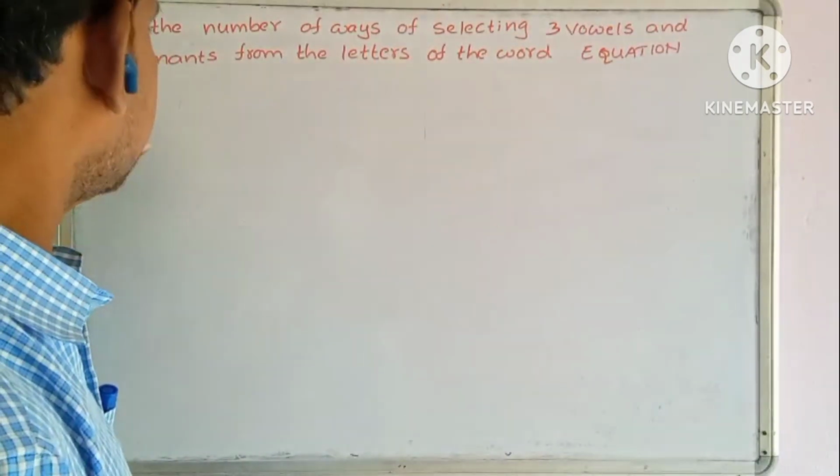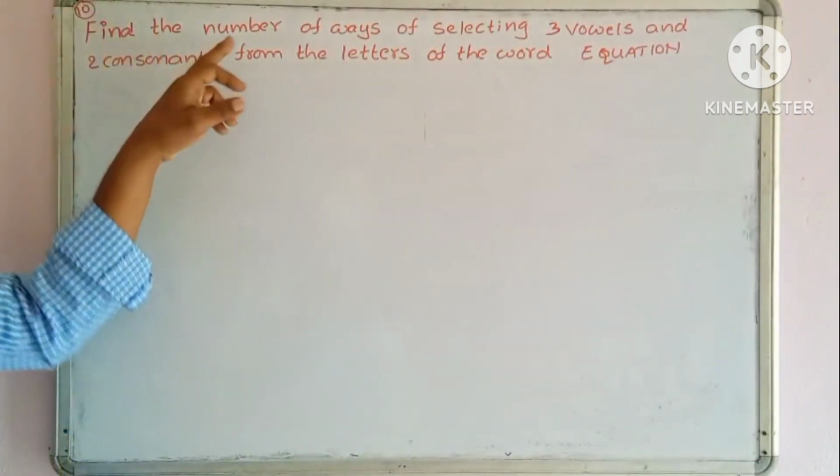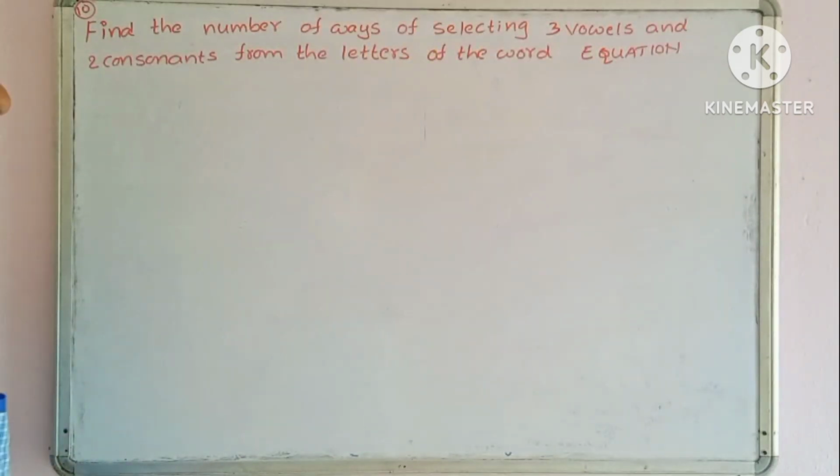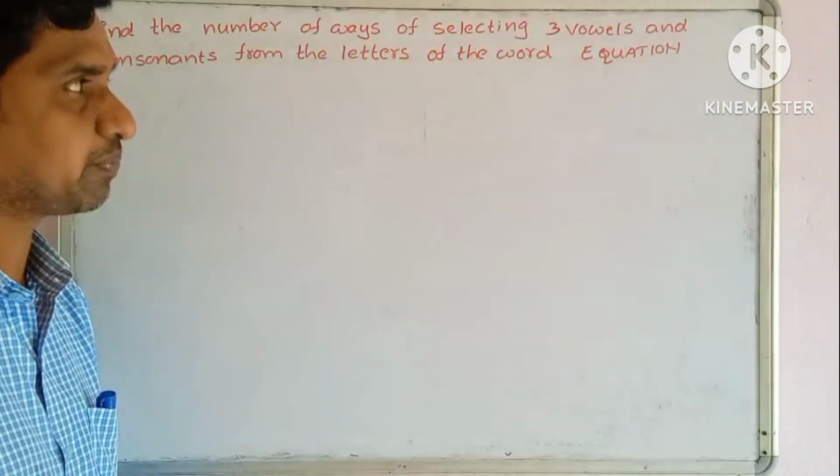See the problem number 10. Find the number of ways of selecting 3 vowels and 2 consonants from the letters of the word equation.